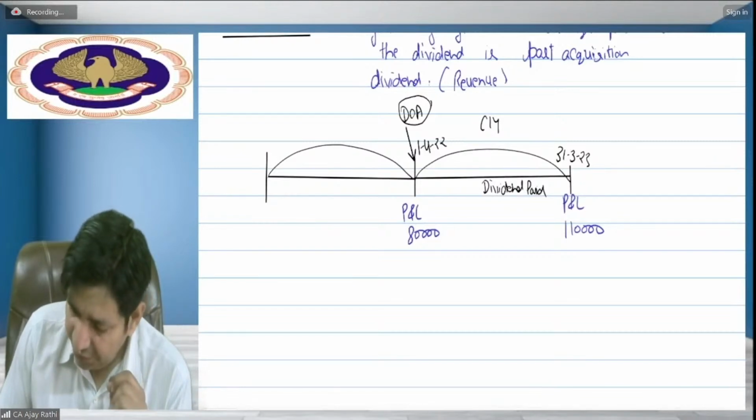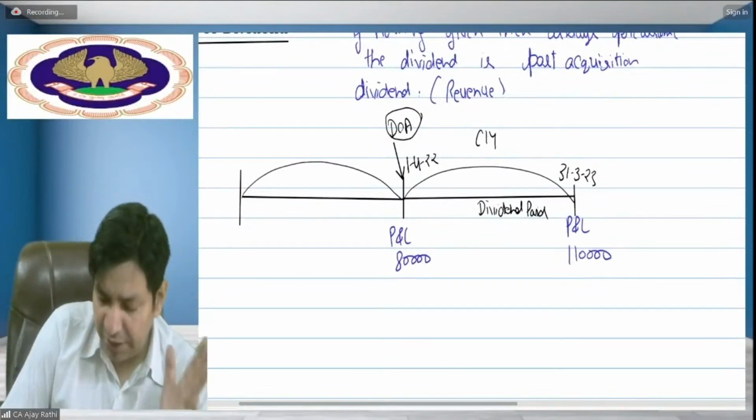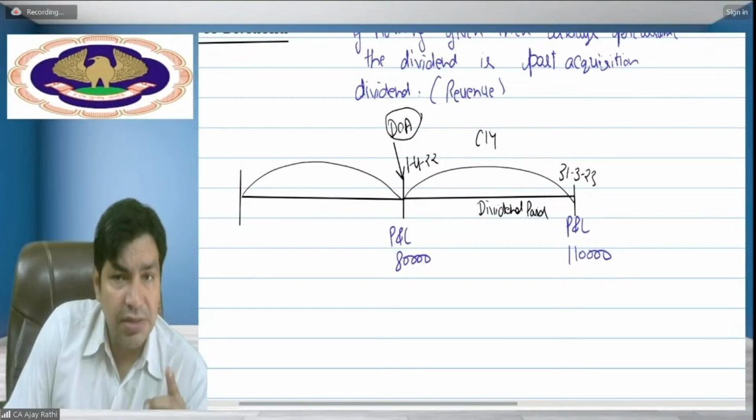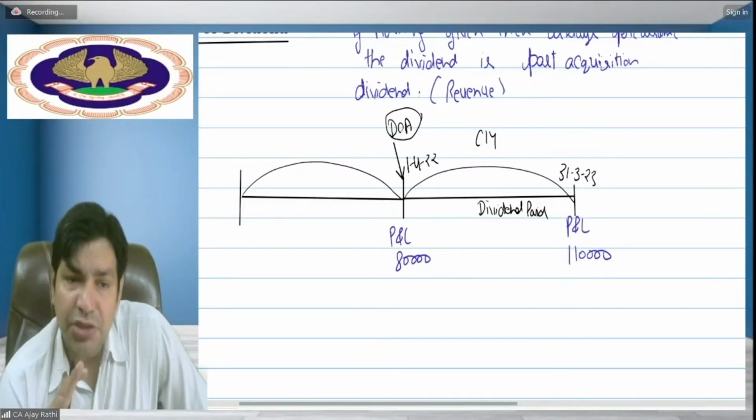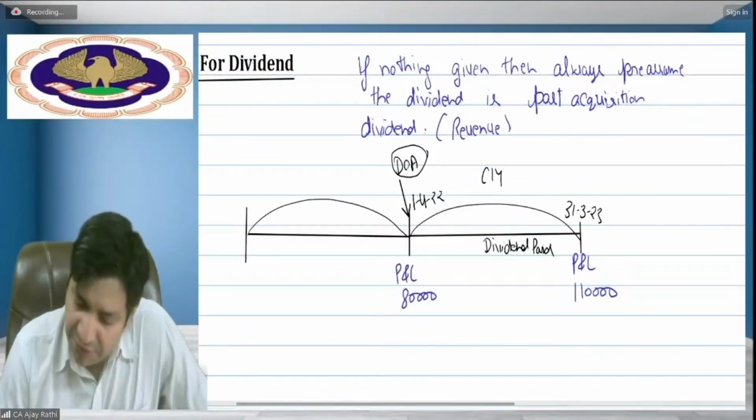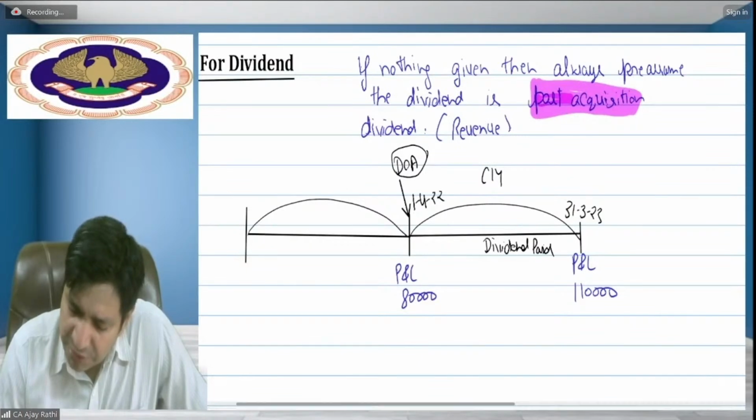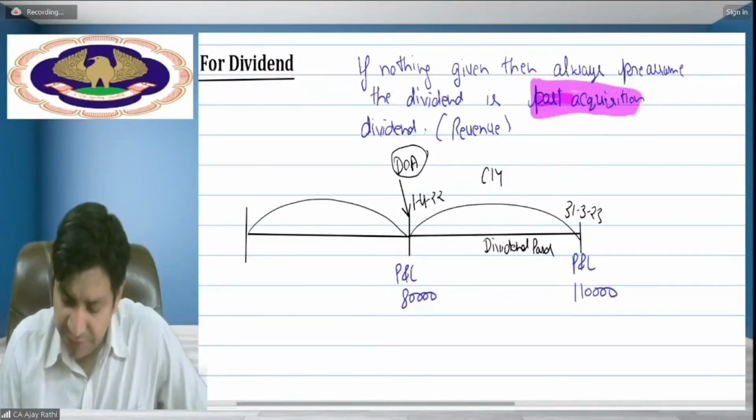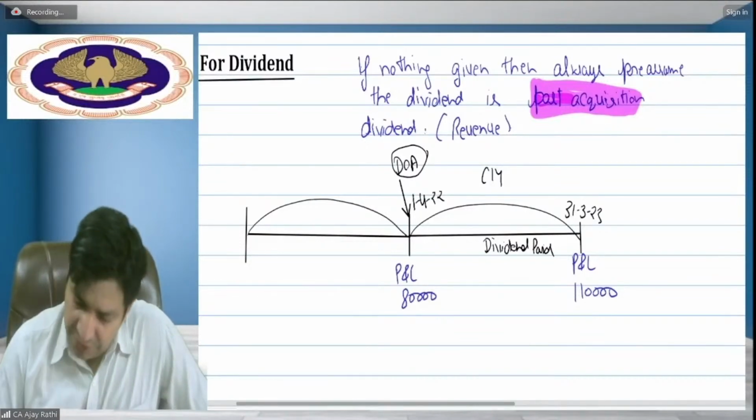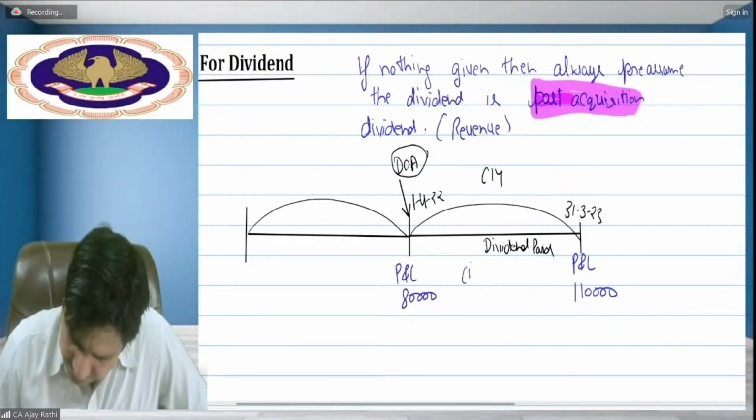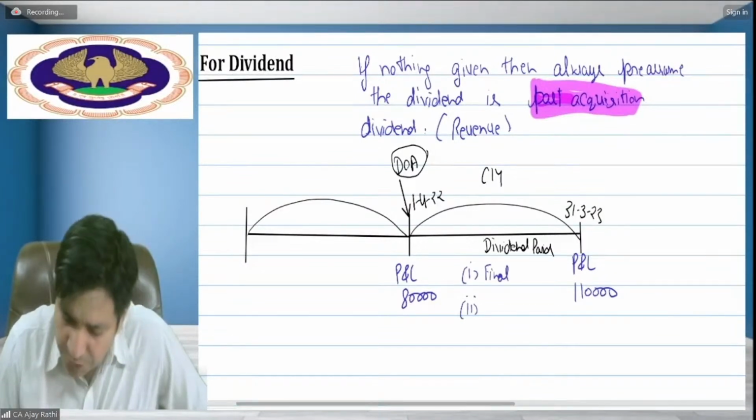First of all, we have to take care of some assumptions. Until and unless it has been clearly given that it is pre-acquisition, we pre-assume that the dividend is post-acquisition. Yes, we always presume post-acquisition. Now, the same is the case with this. If the question has not given it, then we pre-assume one more thing here: the dividend is final dividend. But there may be two cases, either final or interim.